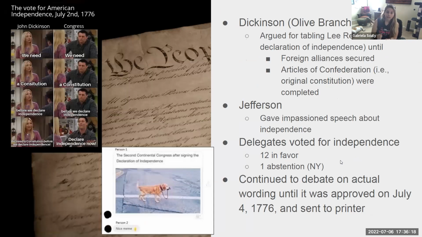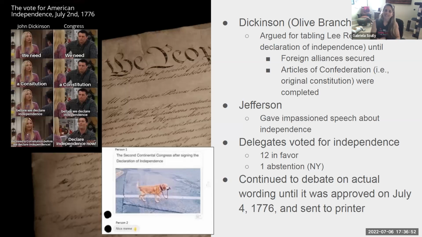Dickinson, who was the guy who wrote the Olive Branch resolution and was like, please, we should not be fighting for independence, was like, okay, look, let's just table this Lee resolution, which is their name for the Declaration of Independence. Let's just table it until at least we make connections with all our foreign alliances, and we write a constitution, which we're going to call the Articles of Confederation. Like we gotta have something in place. We can't just be like, we declare independence. We gotta have some stuff in place.